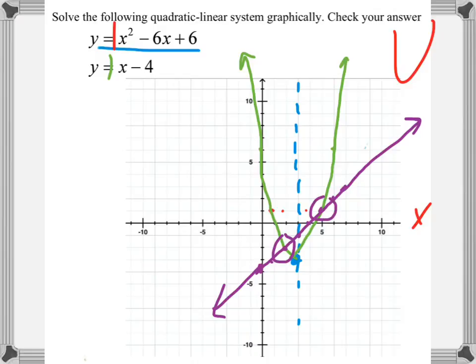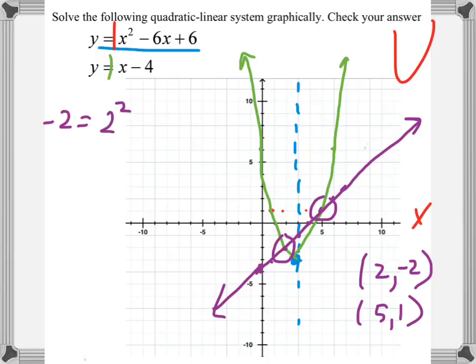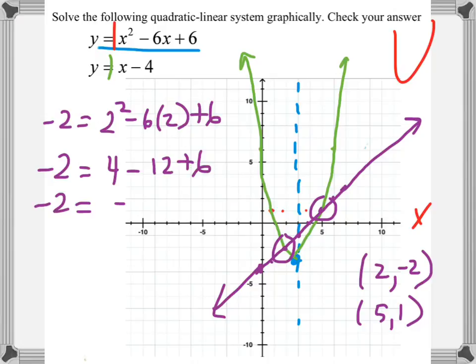So a solution to the system would be (2, -2), that's the y value, and (5, 1). Okay, and if we went ahead to check this, it should be a solution to both of these equations. So if I put negative 2 is equal to 2 squared minus 6 times 2 plus 6 into the top one, I should arrive at a true statement here. Yep, negative 8 plus 6 is negative 2.